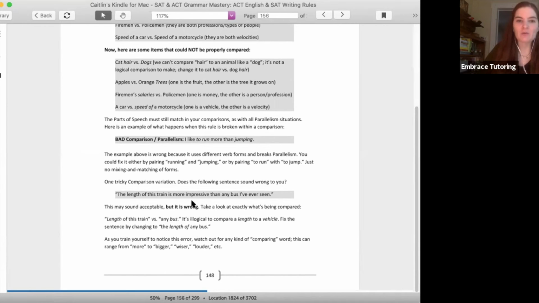Again, apples versus orange trees. In this case, one is the fruit, the other is the tree it grows on, and not the fruit. Okay, or firemen's salaries versus policemen. One is money, the other is a person or profession. So you need the items that you're comparing to match, so that you can talk about them. A car versus the speed of a motorcycle. One's the vehicle, the other is velocity. So they're the speed at which they travel.